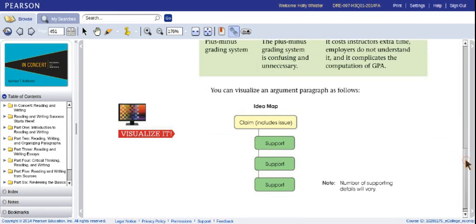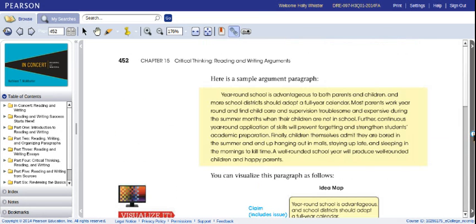As you look down, you think about the claim. In order to make a logical and thorough claim, you need to have enough support. So just because you have one piece of support, that doesn't make a good argument. You need many, many pieces of support.